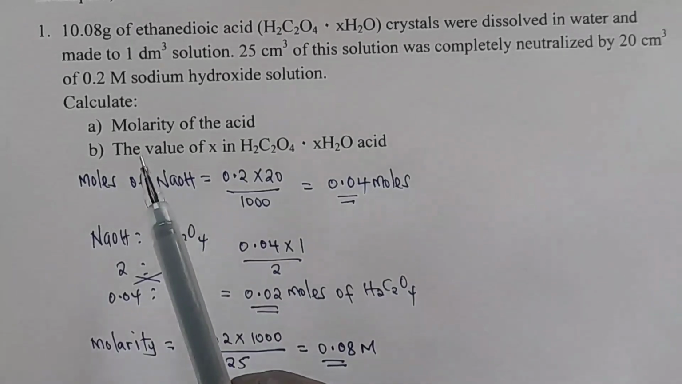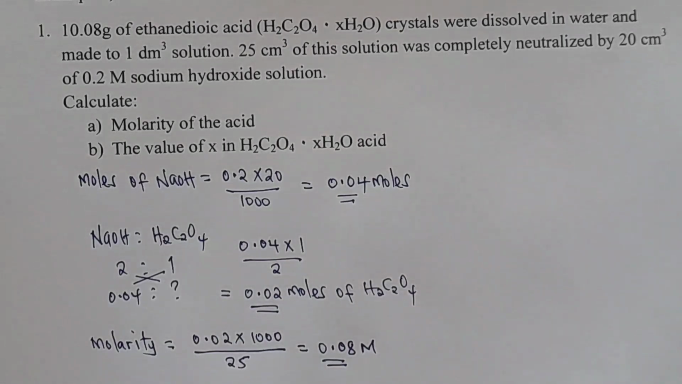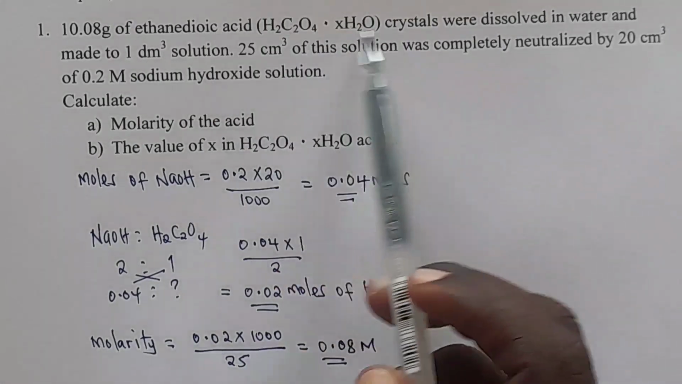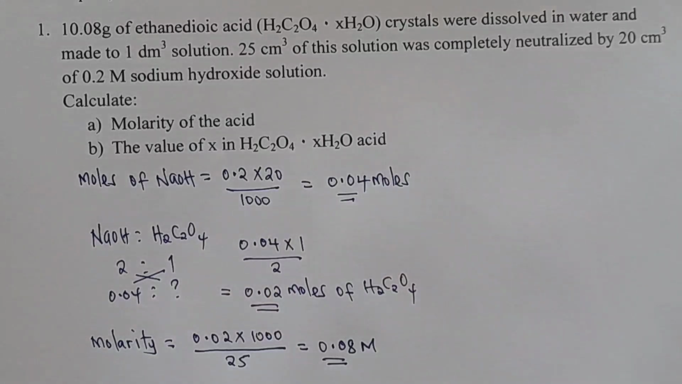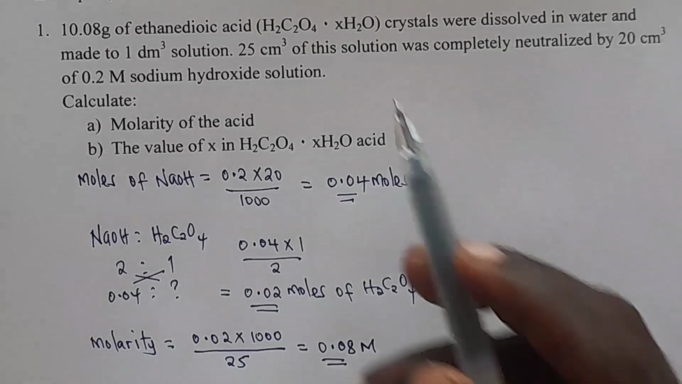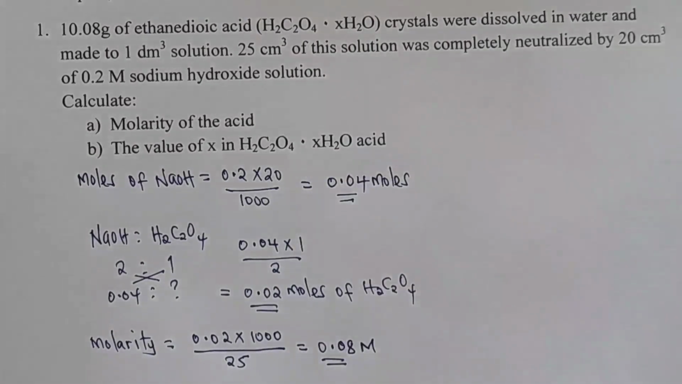But for part B of the question, we are told to calculate the value of x in the ethanoic acid. If we are supposed to get x, we have to get, first of all, the RFM of the ethanoic acid, and the formula for calculating RFM was concentration in grams per liter over molarity, or mass in grams per liter over molarity. That's the formula. Thereafter, we get the RFM. When we get the RFM of the ethanoic acid, we look for the value of x.